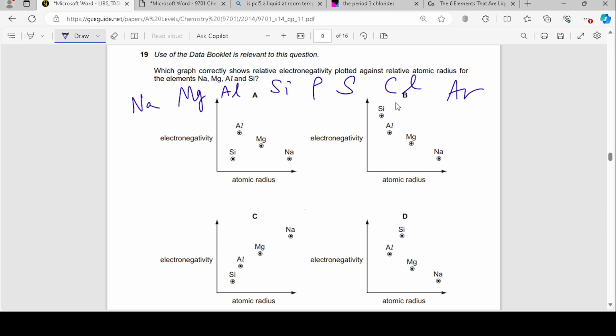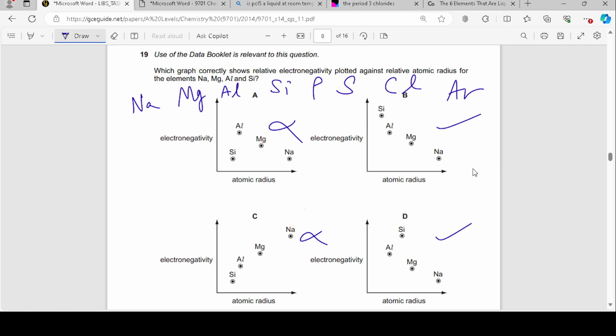But basically, that should just be a trend like this upwards. Sodium is less than magnesium, which is less than aluminium, which is less than silicon. So silicon has the highest electronegativity, which makes sense. So across the period, your electronegativity increases, and so I'm going to cancel out A already, cancel out C already, well, D seems right till now, B seems right till now.